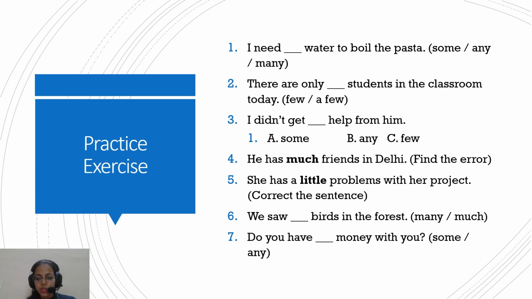Do you have dash money with you? Do you have some money with you? Do you have any money with you? So the right answer would be any. Do you have any money with you? Because that is fitting more in the context. But some is also something that can be used for both countable and non-countable. Money is an uncountable or non-countable noun. So we will use any here because that is fitting better in the context.